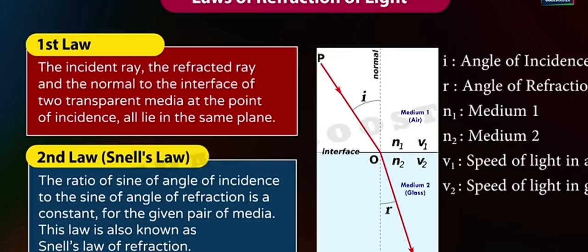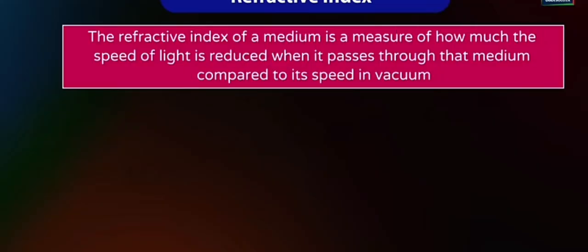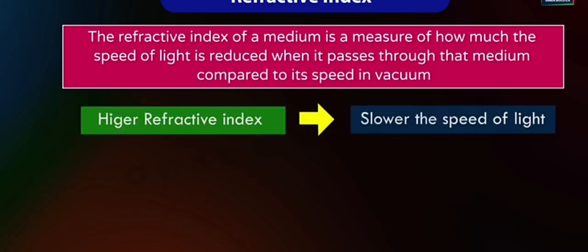If i is the angle of incidence and r is the angle of refraction, then sin i by sin r equals a constant. Refractive index. The refractive index of a medium is a measure of how much the speed of light is reduced when it passes through that medium compared to its speed in vacuum. It is a dimensionless quantity, and a higher refractive index indicates a slower speed of light in that medium.